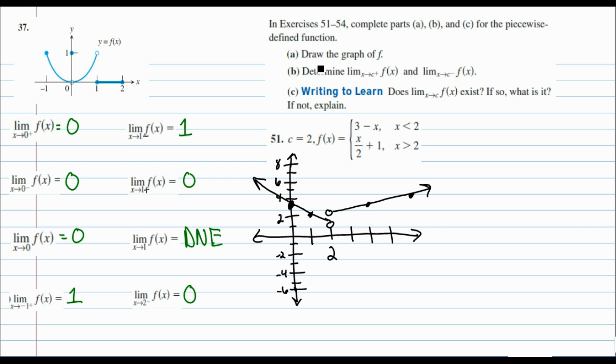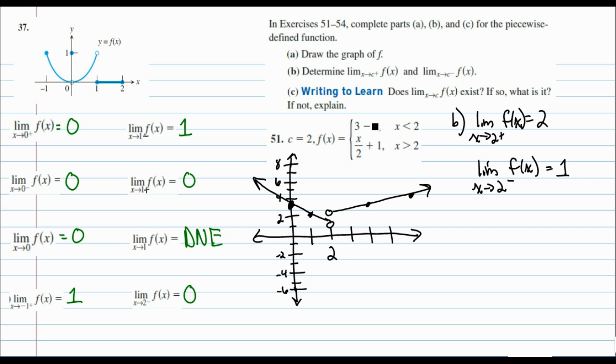And part B asks to determine the limit as x approaches c from the right and the limit as x approaches c from the left. So part B, the limit as x approaches 2 from the right of f of x is going to be 2. The limit as x approaches 2 from the left of f of x, so coming in from the left, we only approach 1.